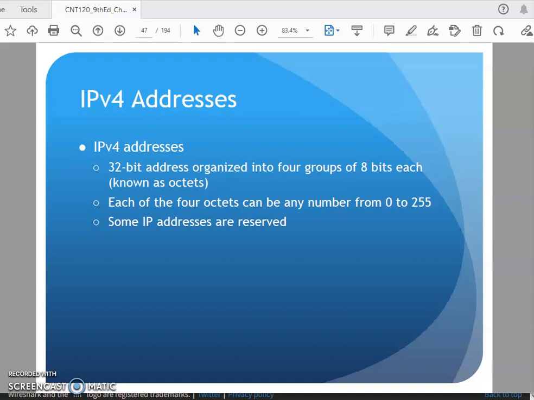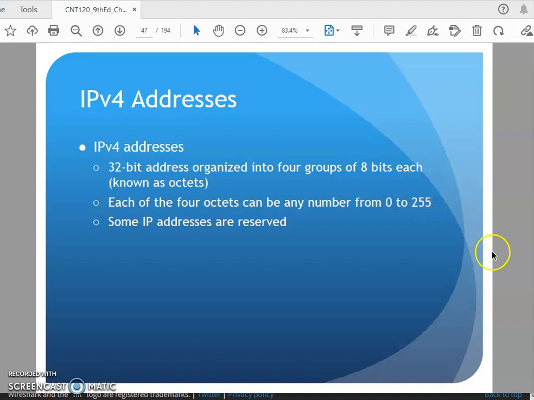Alright, CNT120, Chapter 3, we are continuing on with IP version 4 addresses, getting some more details now. An IP version 4 address is 32 bits, so if I write it out in binary, I would have 32 ones and zeros, but it's typically grouped into 8 bits each, an octet, and each of those octets is represented by a decimal number from 0 to 255.